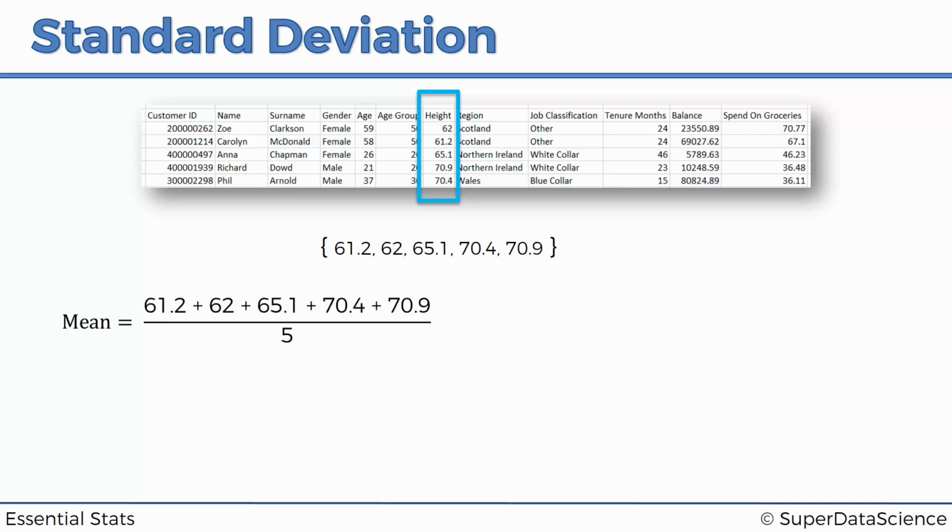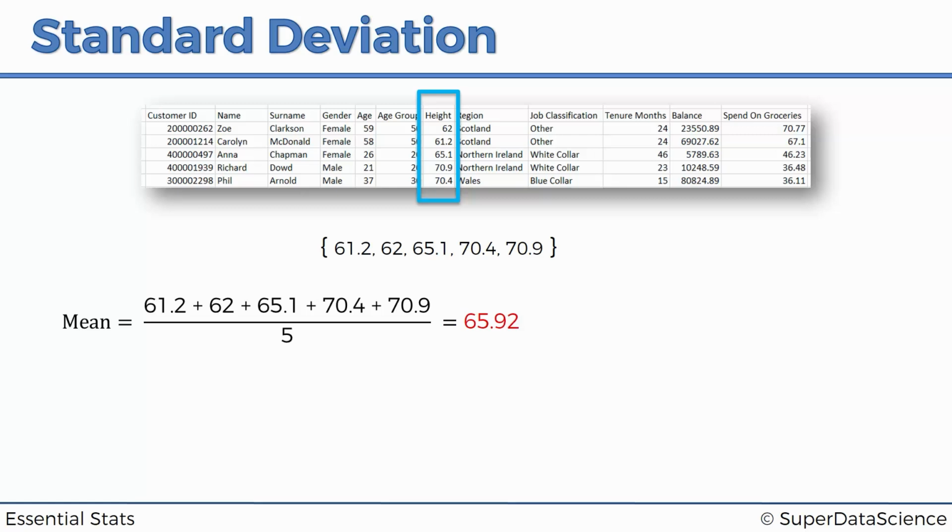Well, the mean of their height is calculated as you add all their heights up and you divide by 5. And that gives you 65.92. That is the mean of the height of all of the customers of this bank. Now let's talk about the variance. So variance, what is the variance? Variance is a measure of spread of your data.